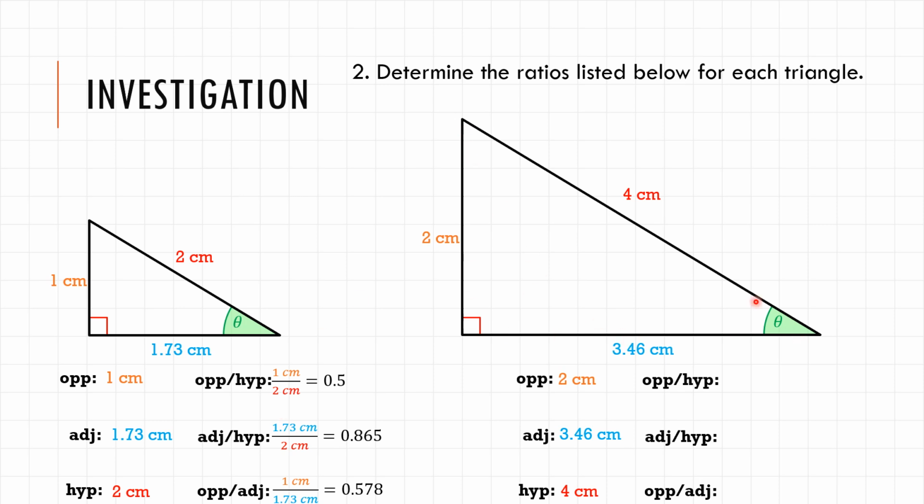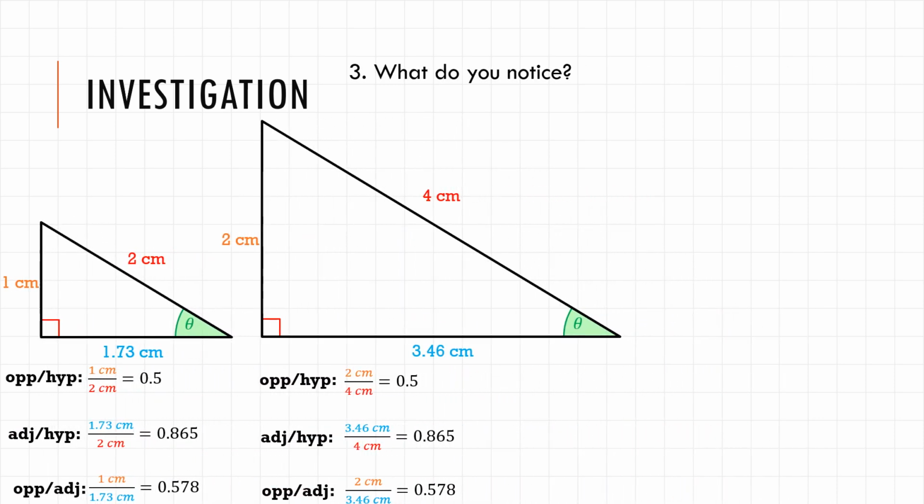Now, if we look at this triangle, which is a little bit larger, we can see that the opposite divided by the hypotenuse is 2 divided by 4, and that gives us 0.5 as well. When I take the adjacent, 3.46, and divide that by the hypotenuse 4, I get 0.865. And when I take the opposite, which is 2 centimeters, and divide it by the adjacent 3.46, I get about 0.578. The last question I'm going to ask you is, what do you notice? Pause the video right here and see if you notice anything.